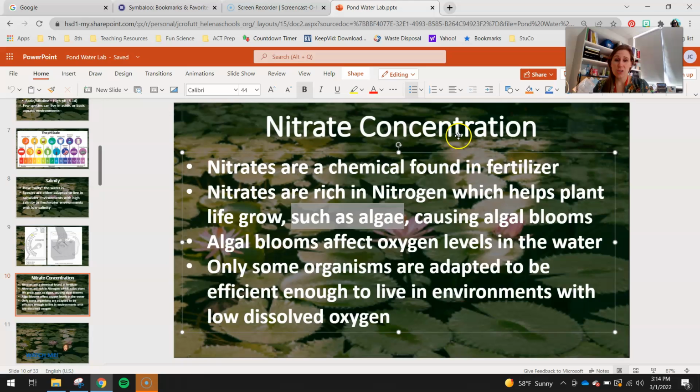And so if we have too much algae, which we would call an algal bloom, we're going to see that affect the amount of oxygen in an aquatic environment negatively. So algal blooms affect oxygen levels in the water. Only some organisms are adapted to be efficient enough to live in environments with low dissolved oxygen.